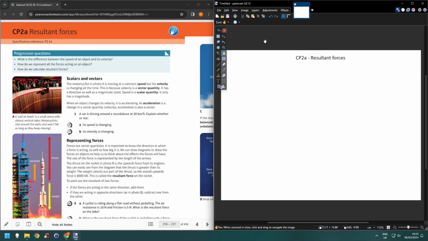CP2a specifically, resultant forces. Here we go. So, let's start off with a recap question. Difference between the speed of an object and its velocity. This is a scalar and vector question.